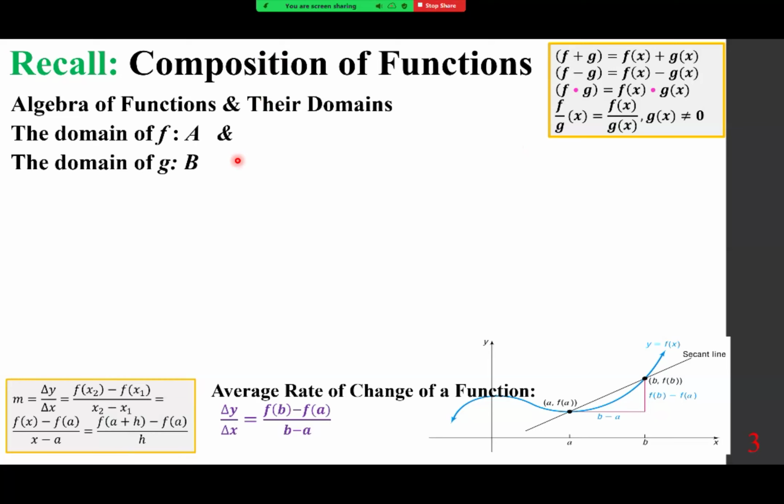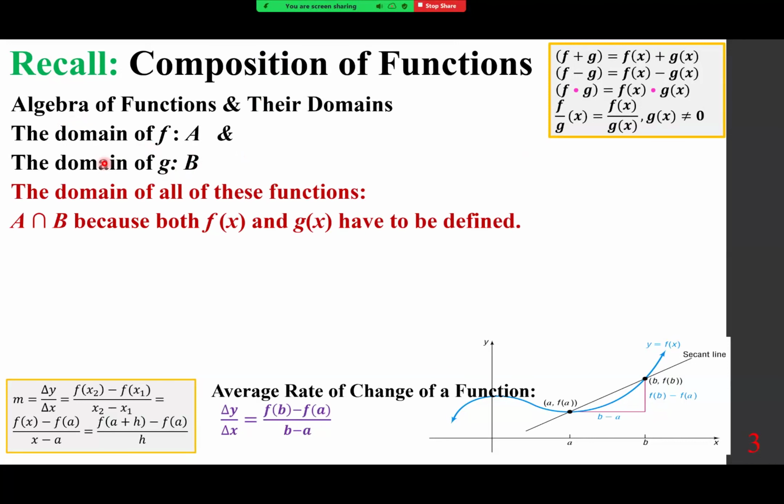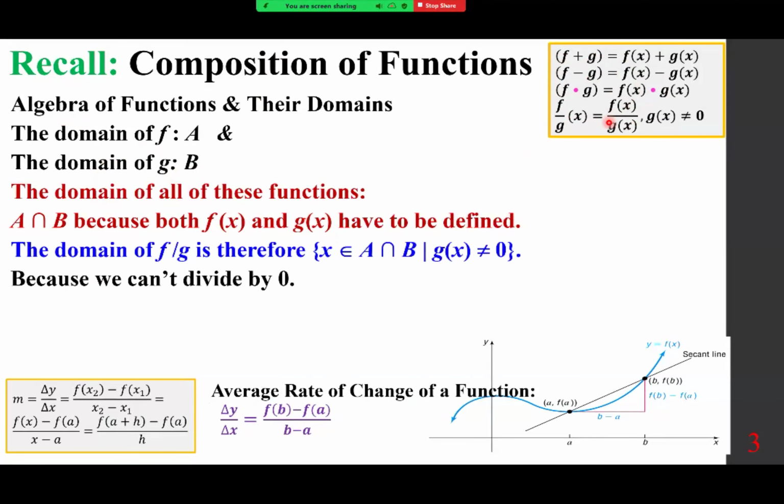If A represents the domain for f and B represents the domain for the g function, the domain of all of these algebra functions is A intersection B, because both f of x and g of x have to be defined. The last one, f of x over g of x, has this extra restriction that g of x cannot be 0. So the domain of f over g is the same thing, A intersection B, with g of x not equal to 0, because we can't divide by 0.